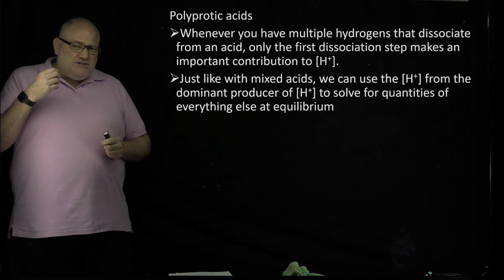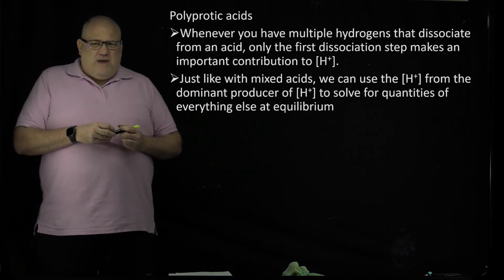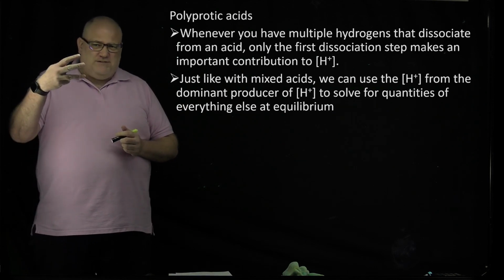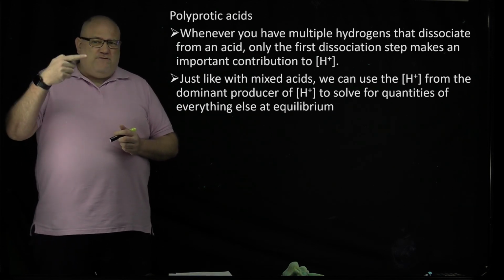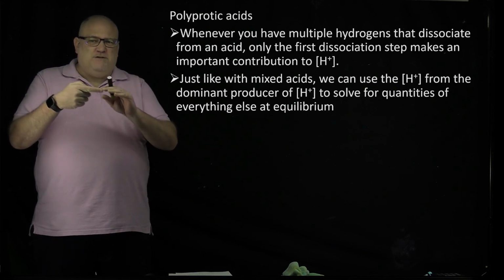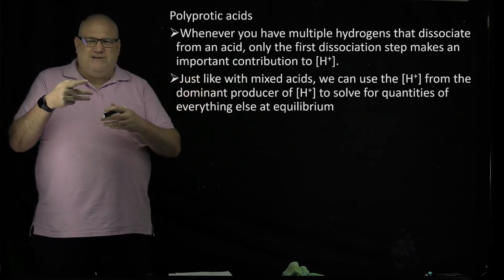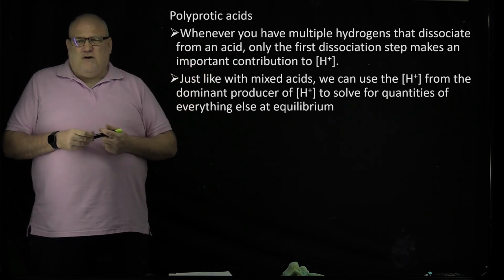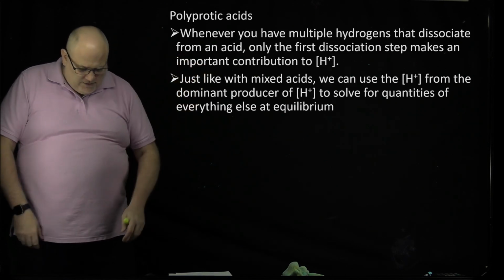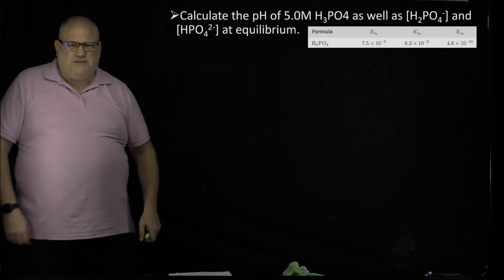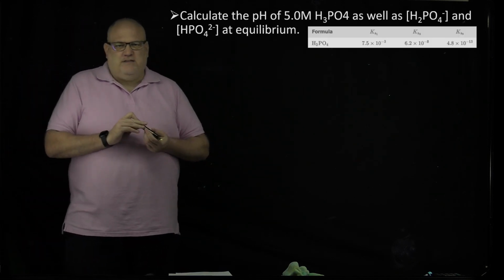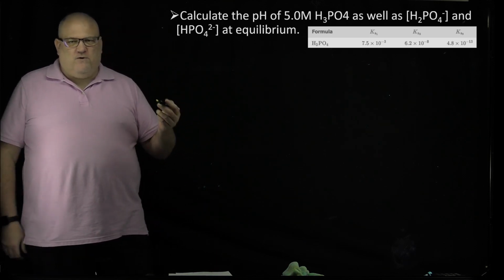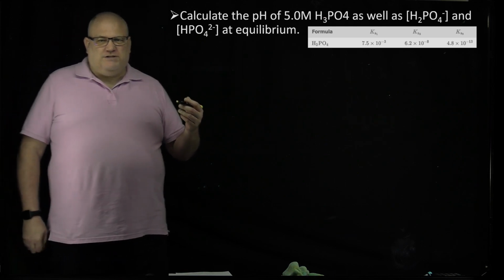Now, just like we did with mixed acids, whenever we have something like H3PO4, which is the example we're going to use, we have 3 hydrogens that we can pull off. The first hydrogen that we pull off is going to produce so many more hydrogens than the other 2 combined that we can assume that all of the hydrogens come from the original dissociation step. So let's take a look at a problem, because that's the best way to do these. In this case, we're going to calculate the pH of 5 molar H3PO4 as well as the H2PO4 minus and HPO4 2 minus concentrations at equilibrium.